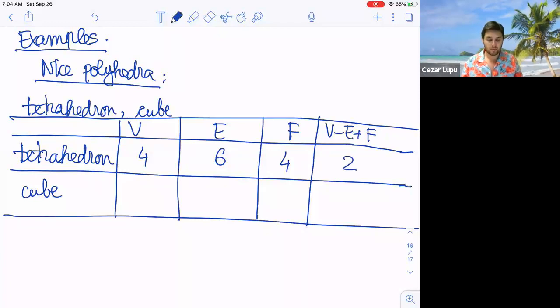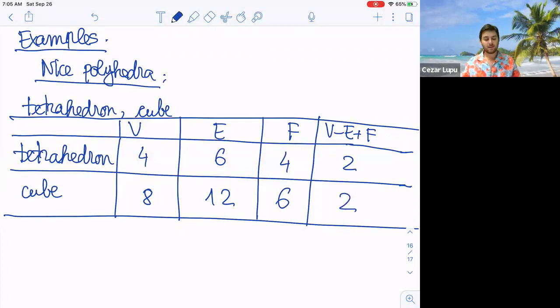Let's look at the cube. How many vertices has a cube? It has 1, 2, 3, 4, 1, 2, 3, 4, so 8. How many edges? It has 1, 2, 3, 4, 4, 4, so it will be 12. How many faces? 6. Again, 8 minus 12 plus 6 gives us 2.